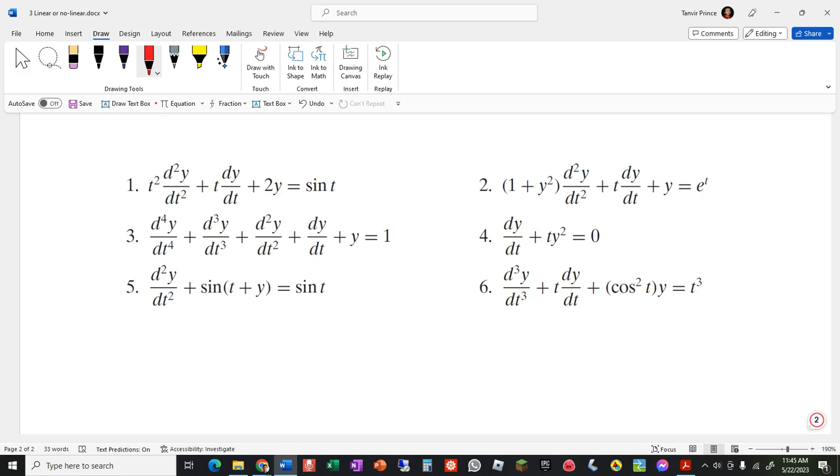Look at number 1, that's linear. They are using t instead of x. You can see that I have some function of t times y double prime plus some function of t times y prime plus some function of t, in this case a constant, times y equal to some function of t. So that's linear. Let's look at number 2. Because you see y square right away, that's not allowed. So that's nonlinear.